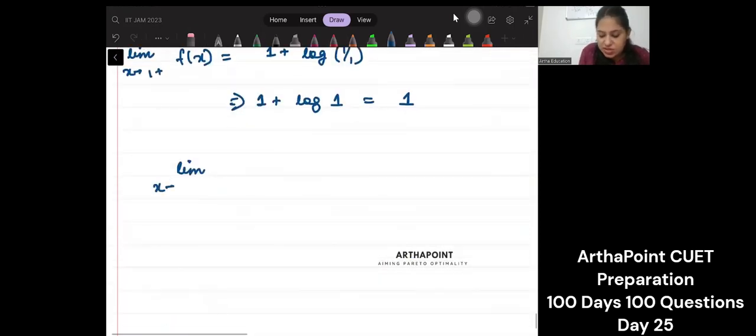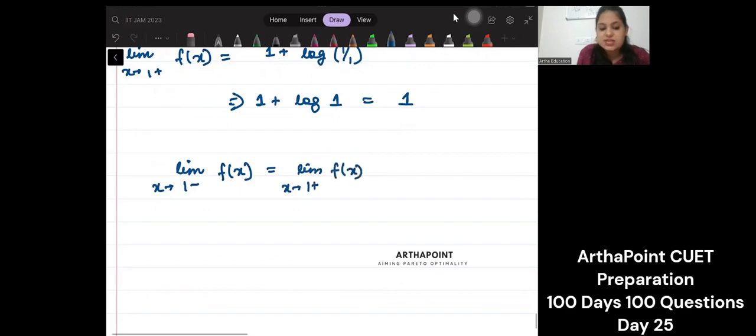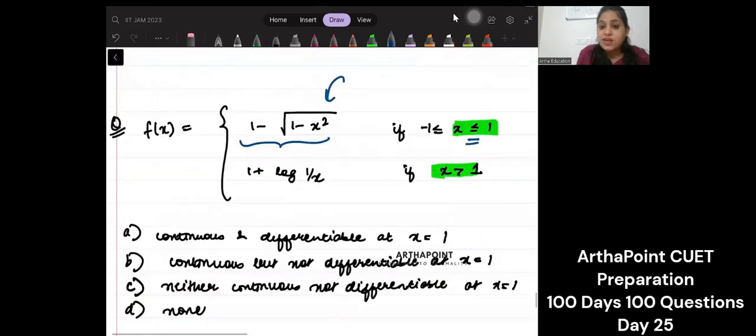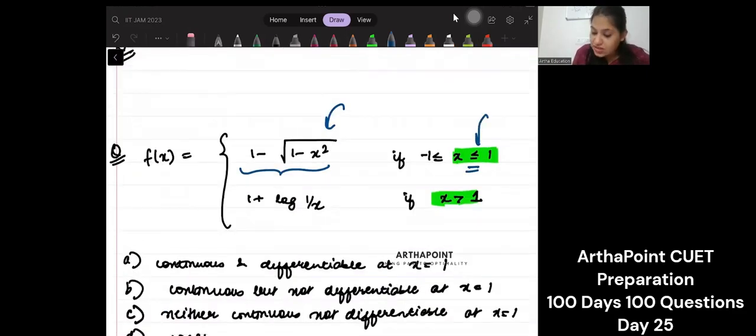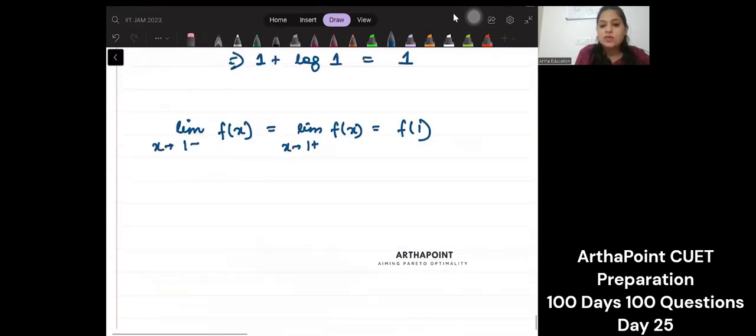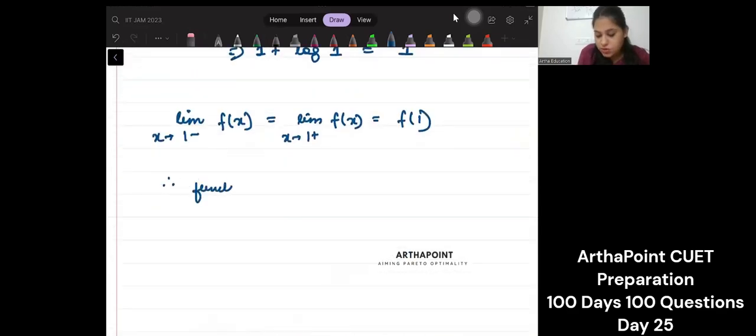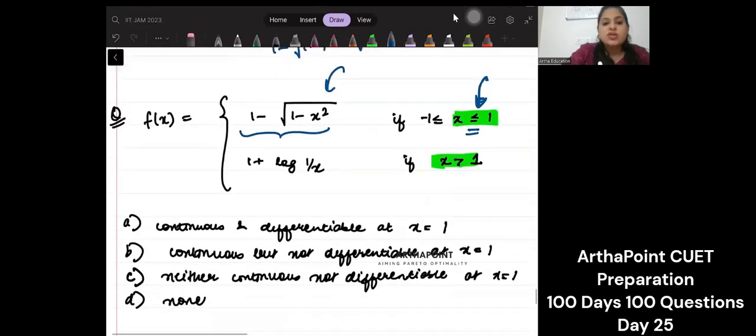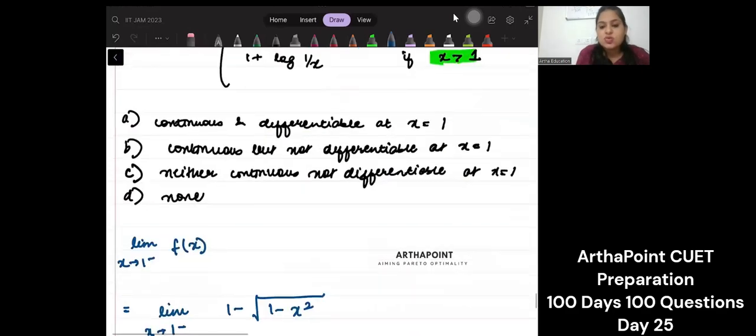So which means that limit x tends to 1 minus f(x) is equal to limit x tends to 1 plus f(x) is equal to the value of the function at 1. In which case will I put the function as 1? Only here, because x equal to 1 is included here. So 1 minus 1 under root is just 1, right? So it is equal to the value of the function at 1. Therefore, the function is continuous at x equal to 1. So we have proved that the function is in fact continuous at x equal to 1. So actually you can start looking from here and cancel out the option that it is neither continuous nor differentiable.